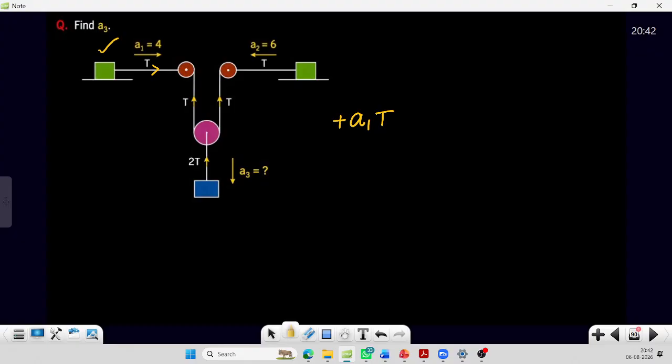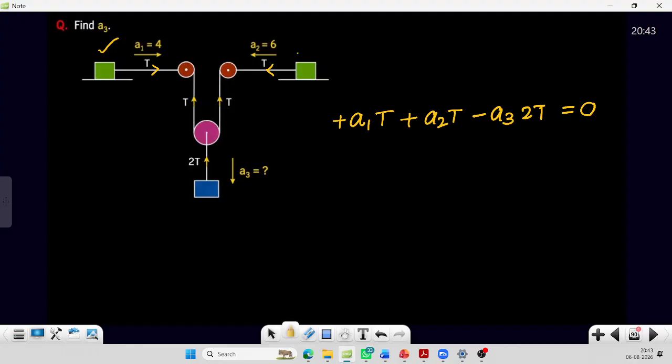Okay, this block is over now. Next, coming to the next block. This block A2, this is the tension direction. So positive or negative? Plus, we can say A2 into T. Over A3 we are finding now. So look at it here. The tension 2T is in the upward direction and A3 in the downward direction, 180 degrees. So that means we'll write it as minus A3 into 2T, and finally equated to 0. That's it.